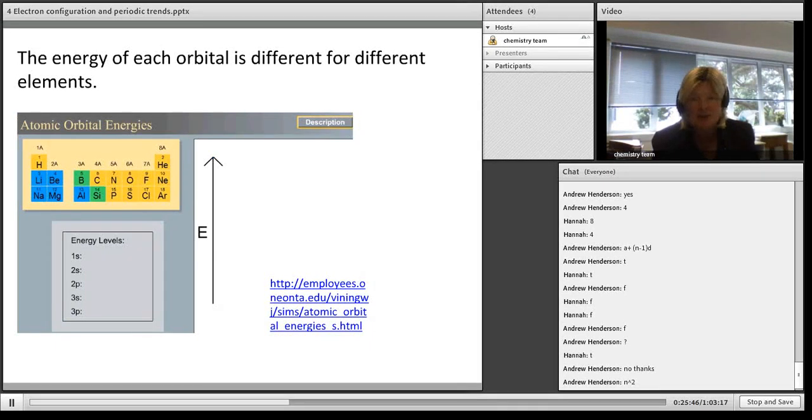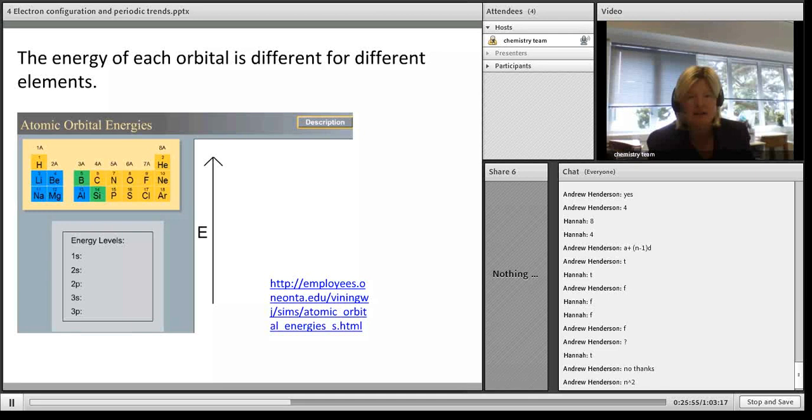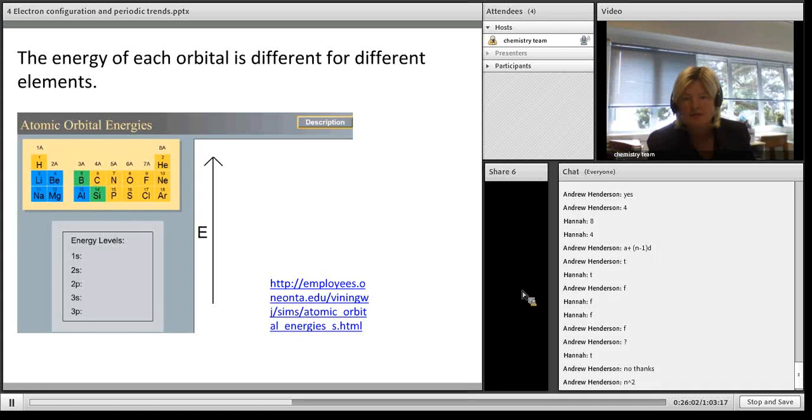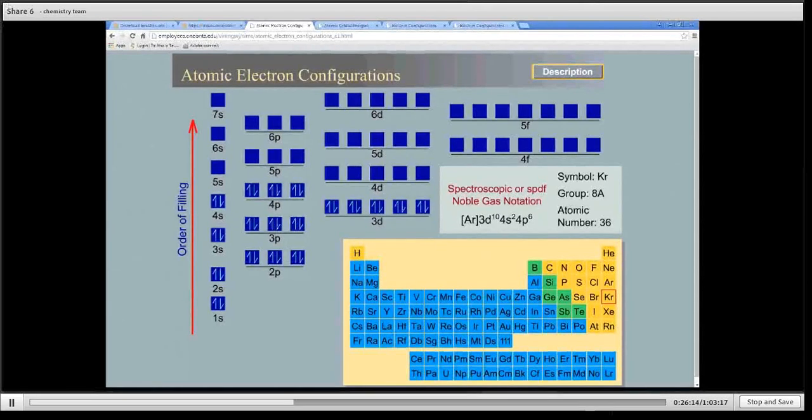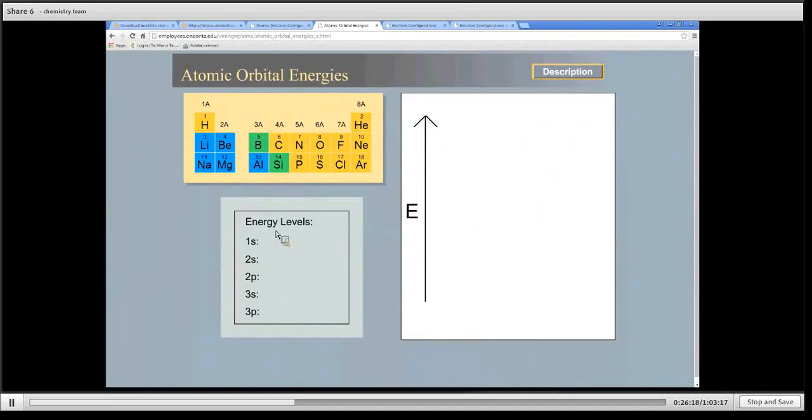Now, let's have a look at this one. This is just very briefly to show that drop in energy I was talking about. So I'm going to just quickly share my screen. Hopefully you'll see this now.